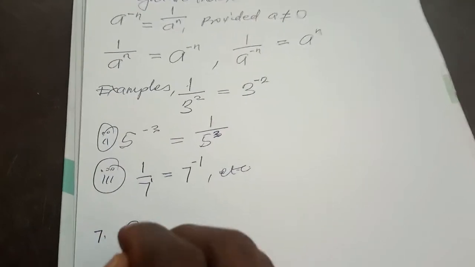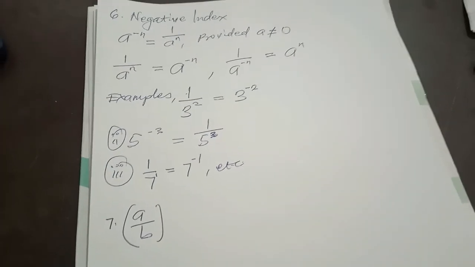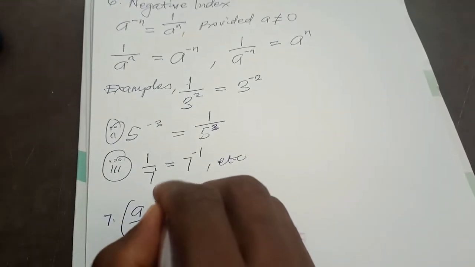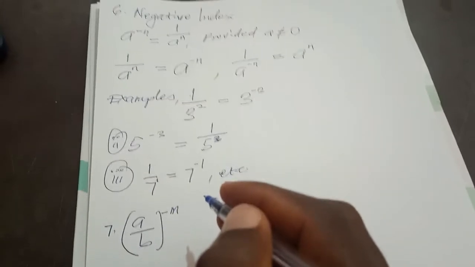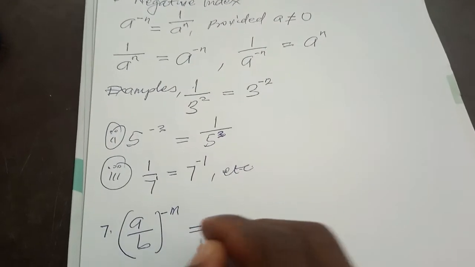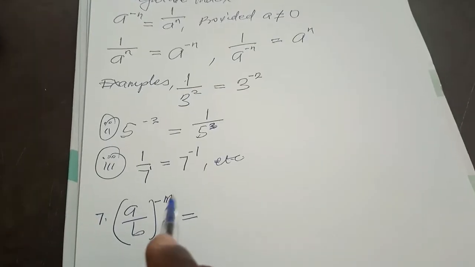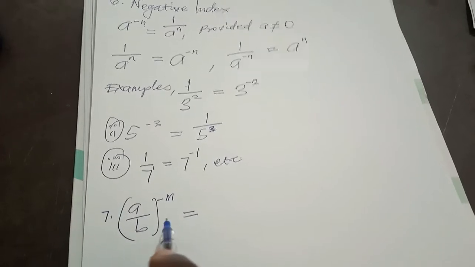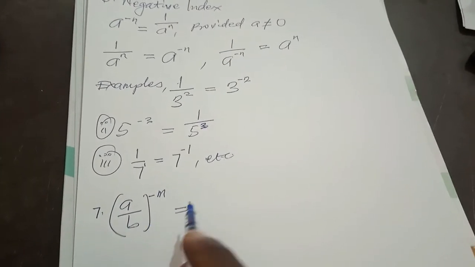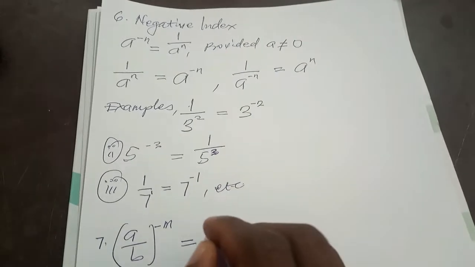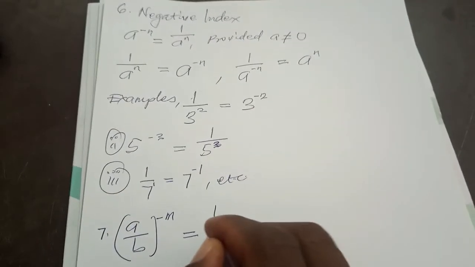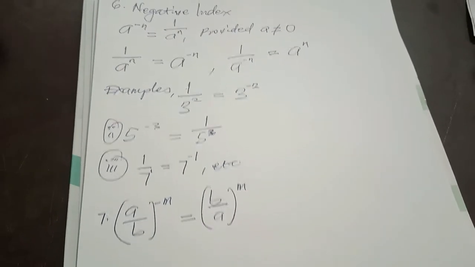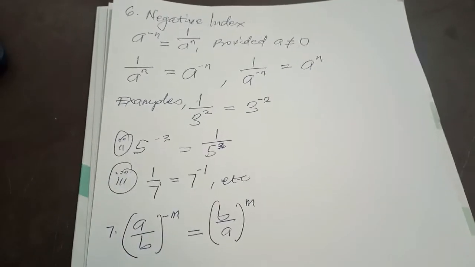if you have A over B, all exponent negative m, then that will be the same as, we don't want the exponent to be negative, we want the exponent to be positive. So we reciprocate what is in the parentheses, and then the exponent now becomes positive. So that will be the same as B over A exponent m, the same exponent, but now it is positive. We take an example.